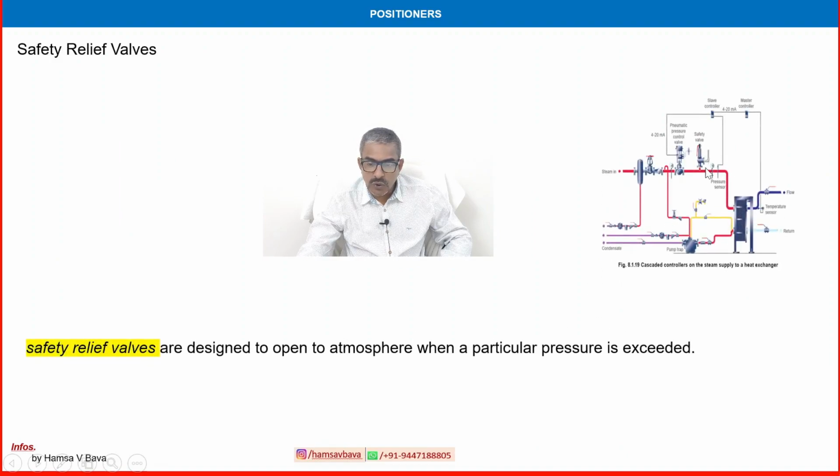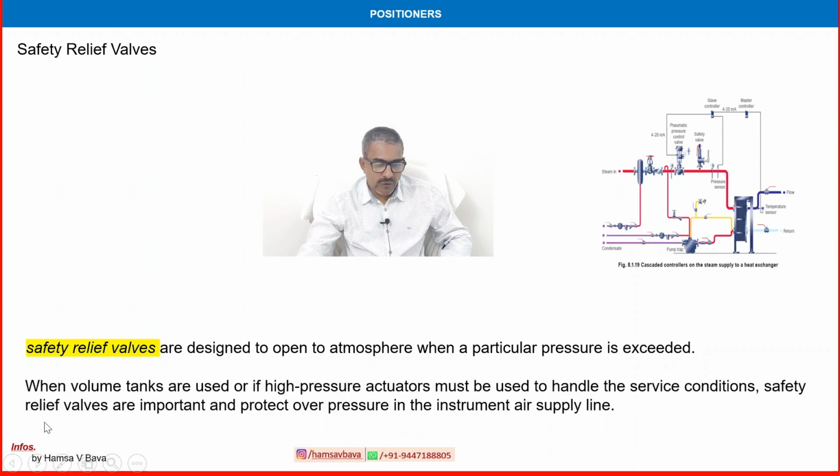Another one is the safety relief valve. Safety relief valves are designed to open to atmosphere when a particular pressure is exceeded. When volume tanks are used, or if high pressure actuators must be used to handle the service condition, safety relief valves are important to protect against overpressure in the instrument air supply. If there is any overpressure in the system, it will release the excess air to atmosphere.